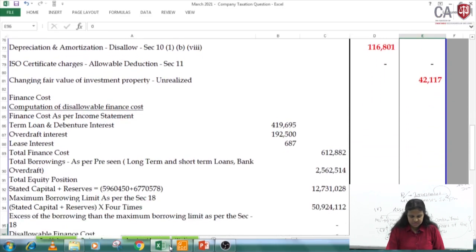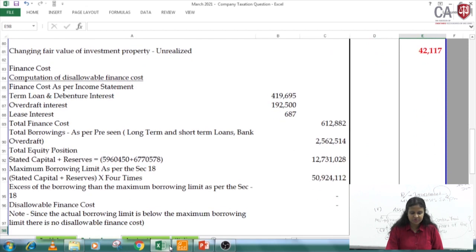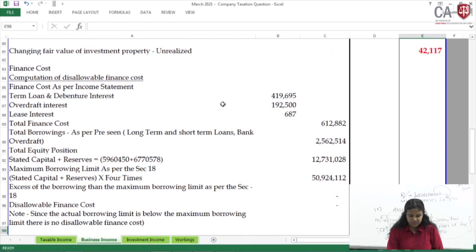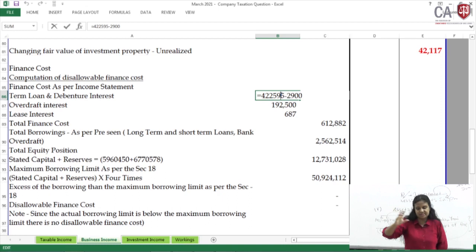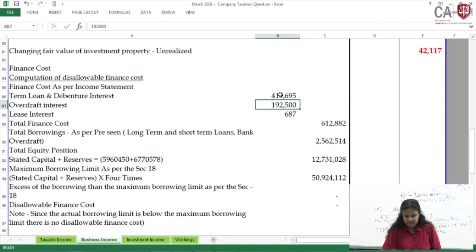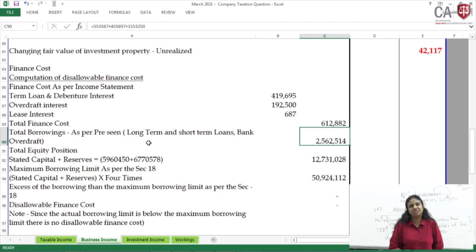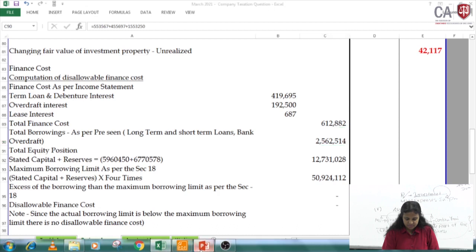Computation of disallowable finance cost as per income statement: long term loan and debenture. From this I have removed that 2,900 which we already disallowed. Without that amount we have to take the value. Then overdraft interest and the lease interest. Total finance cost is a summation of these three. Then total borrowing, all these things I have extracted from the pre-seen. You can go to the pre-seen in the PowerPoint.